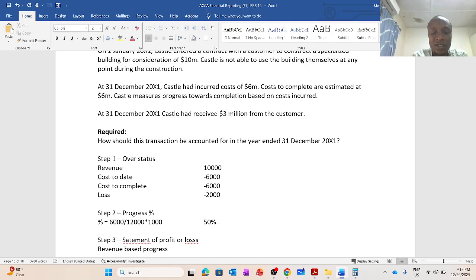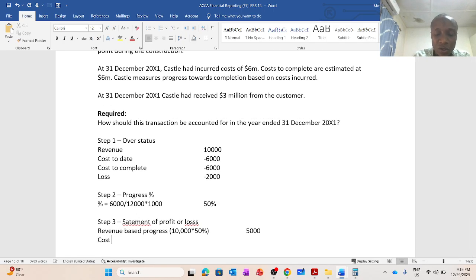The progress is 50%. So revenue will be recognized: the consideration is 10,000 multiplied by 50%, which gives us 5,000. The cost incurred to date is 6,000. Then also, according to IFRS 15, when the expected outcome is a loss, it means we need to make a provision for onerous contracts. We are going to recognize the provision based on the percentage of progress as well. So we need to note it down.